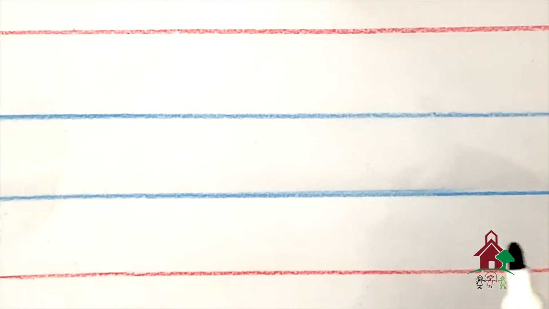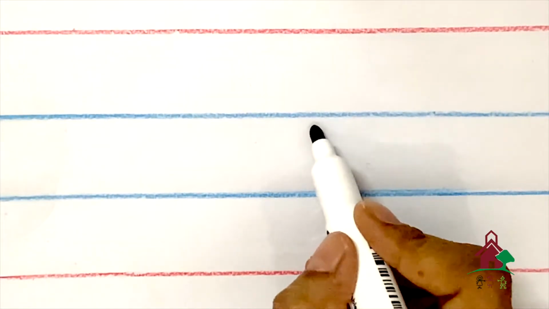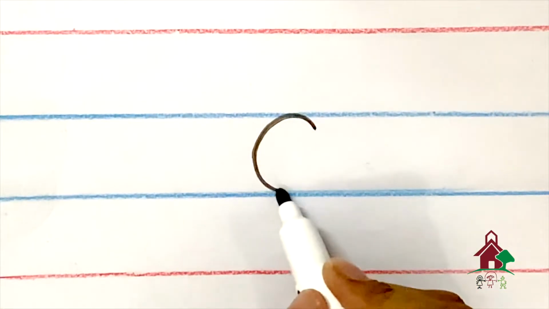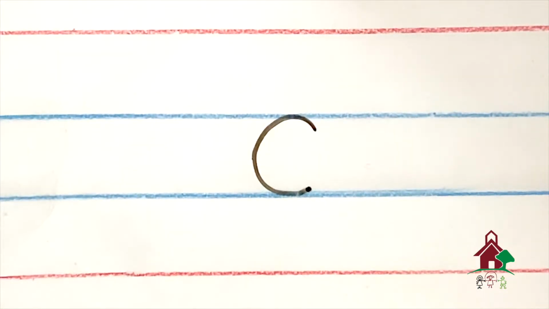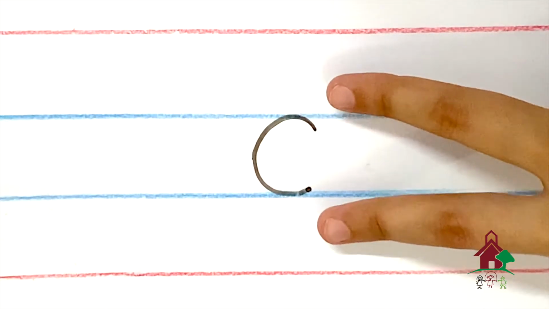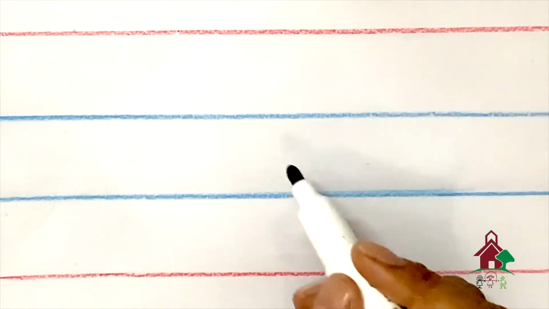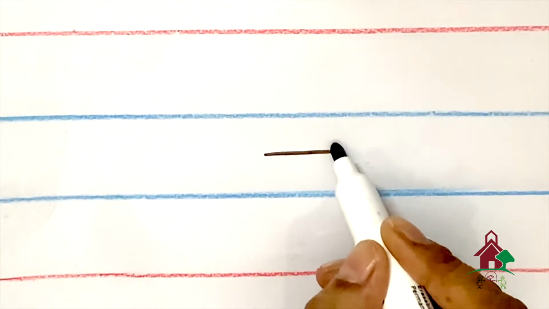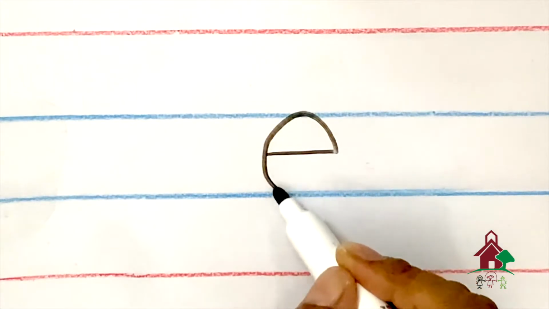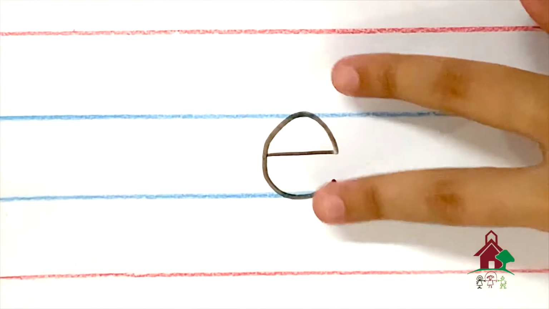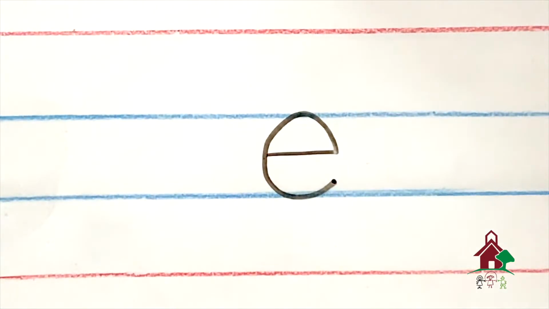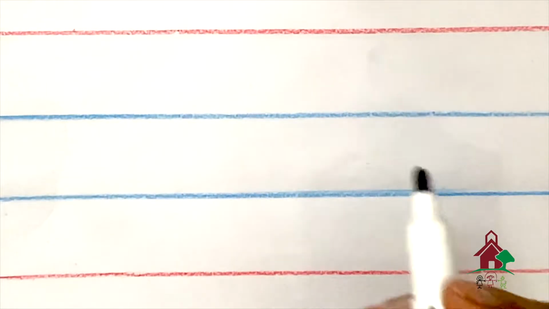Next sound we have is k. Let's start from the top blue line. Go round. Stop. K. K comes between these two blue lines. Let's erase it. Let's write a. Make a straight line and then make a k. A comes between these two blue lines.